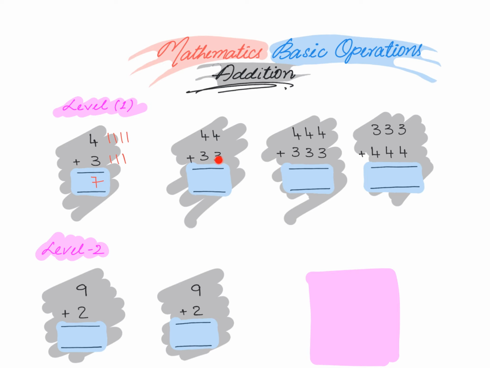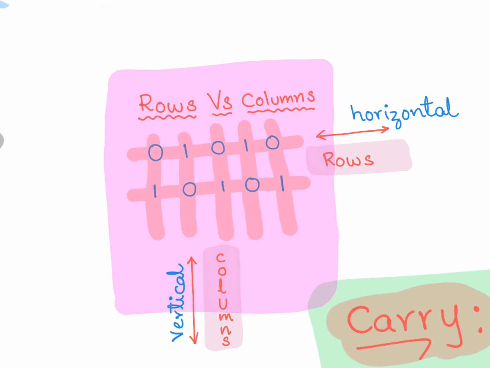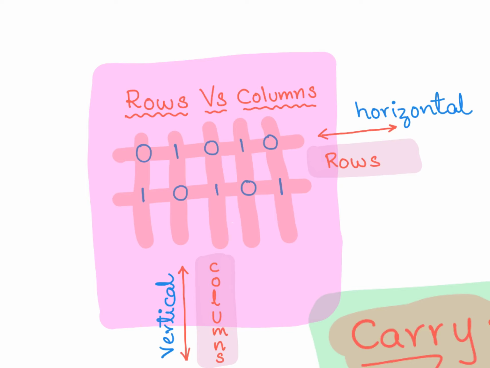So let us now learn what a row and a column are. Here you can see the digits 0 1 0 1 0. Again we have the digits 1 0 1 0 1, right? If I consider the digits horizontally, like 0 1 0 1 0, this is called a row. And if I consider 0 and 1 like this, this is called a column. The first column is 1 0 and 1, the second column is 1 and 0, in the third column we have 0 and 1, and in the fourth column we have 1 and 0, and so on.